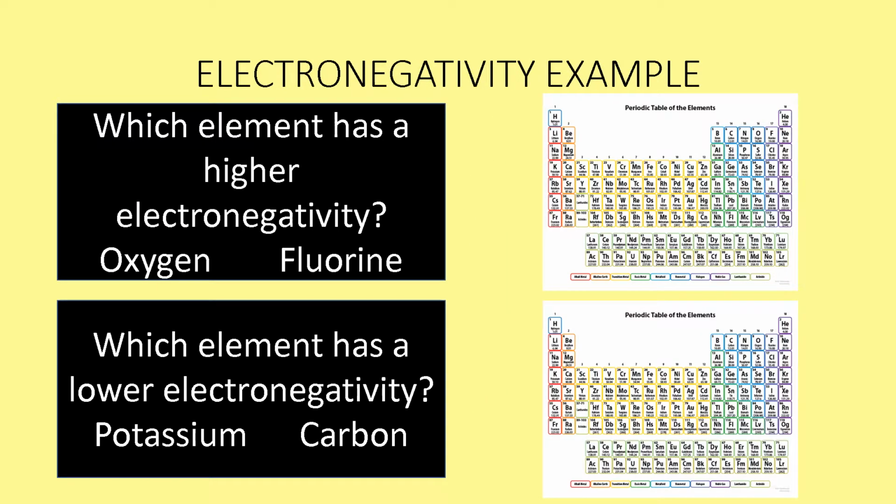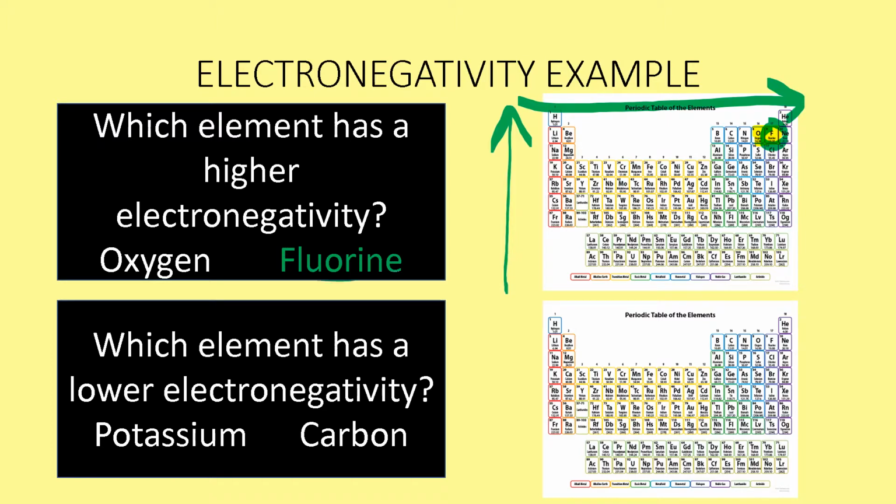Which element has a higher electronegativity? Is it going to be oxygen, number 8, or is it going to be fluorine, number 9? So electronegativity increases from bottom to top and from left to right, which means that fluorine is going to have the higher electronegativity. And if you remember on the last slide, I said that fluorine is the most electronegative, so you should have been able to figure that out without drawing out your trend.